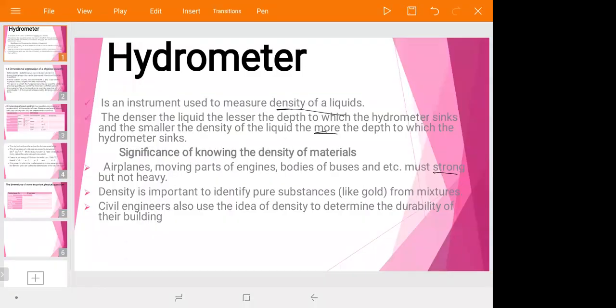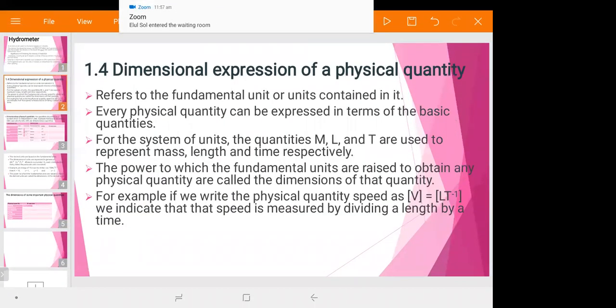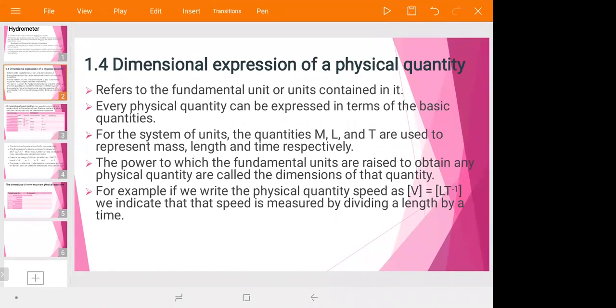Let us proceed to the concept of dimensional expression of physical quantity. Dimensional expression of physical quantity, as I have told you in the introduction, refers to the fundamental unit or units contained in the body. For example, if you want to know the dimension of density, density is equal to mass over volume.